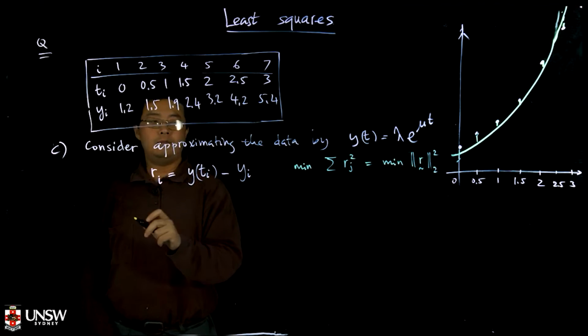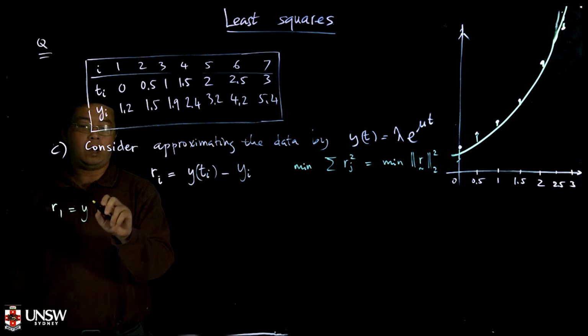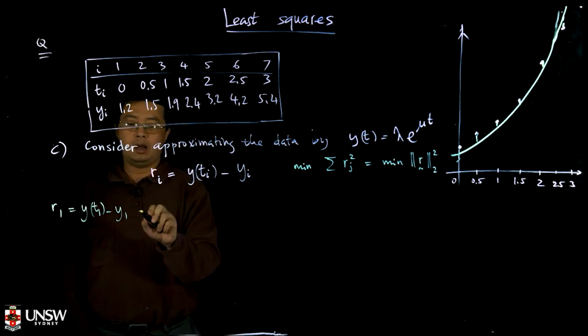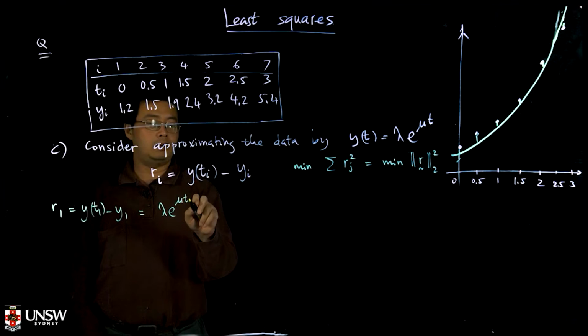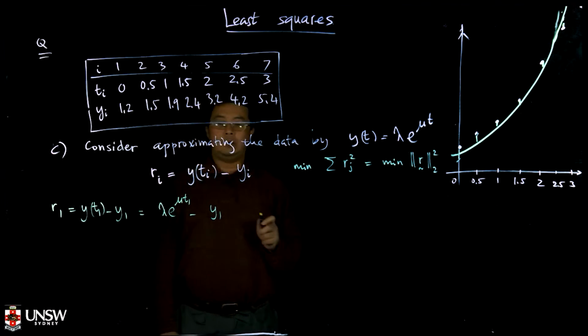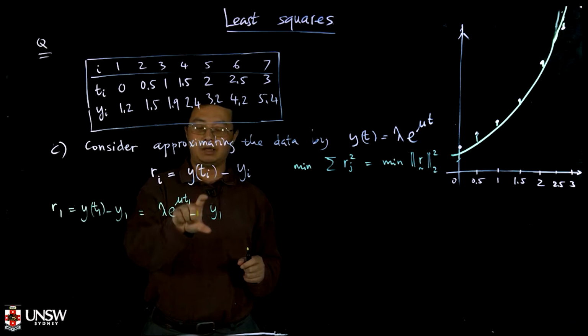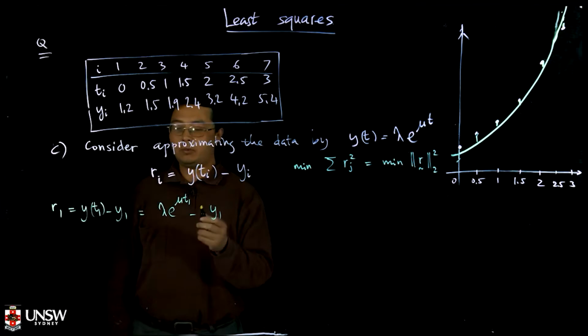So as before, we have to compute the residual. So now suppose R1 is y(t1) minus y1. Okay, and now y(t1) is lambda e to the mu t1 minus y1. But now the problem is, when you try to convert this into a linear system, because there's an exponential here, it's not obvious. So now what happens if we take the logarithm?